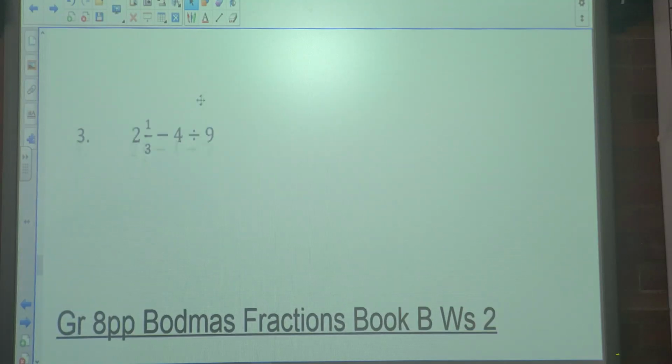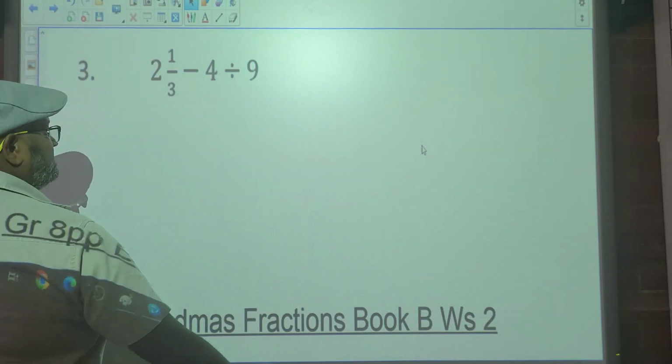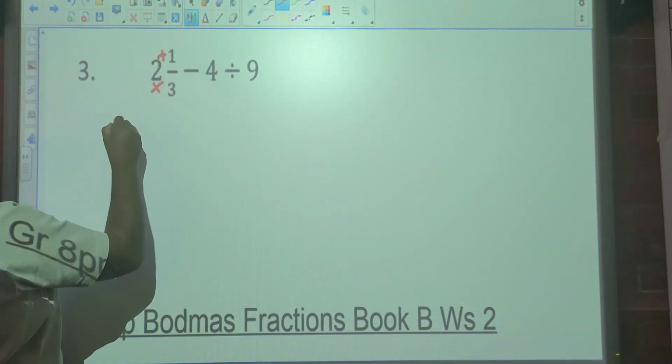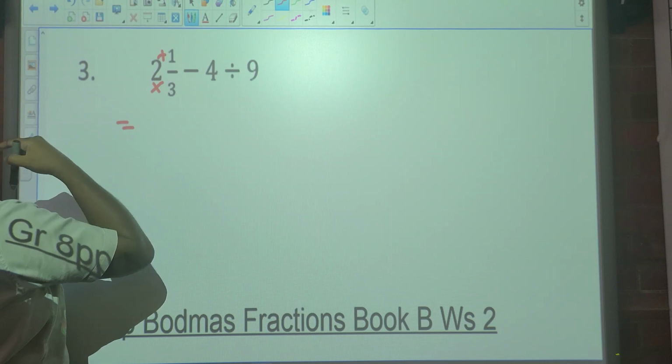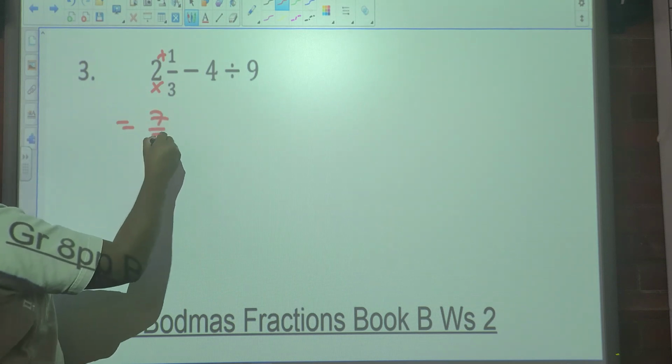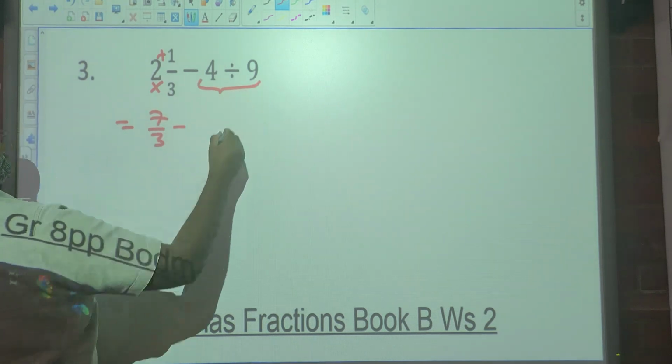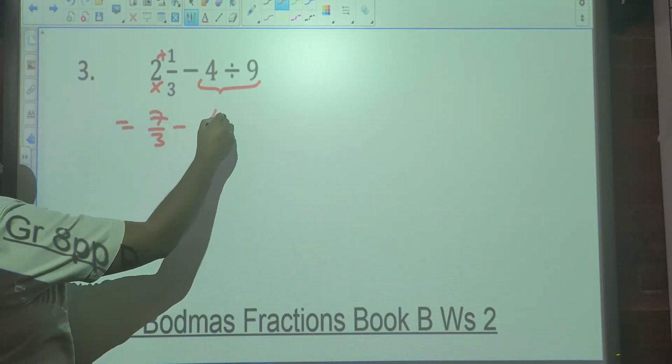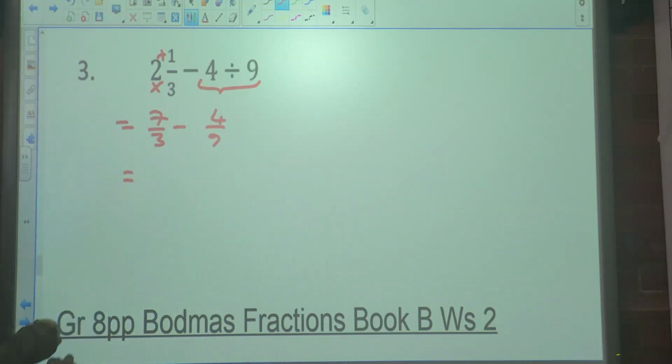Look at number 3. So we have 2 and 1/3 minus 4 divided by 9. So what must be done first? Change it to improper fraction. So it's going to give you 7 over 3 minus. Now 4 divided by 9 can be written as 4 over 9.